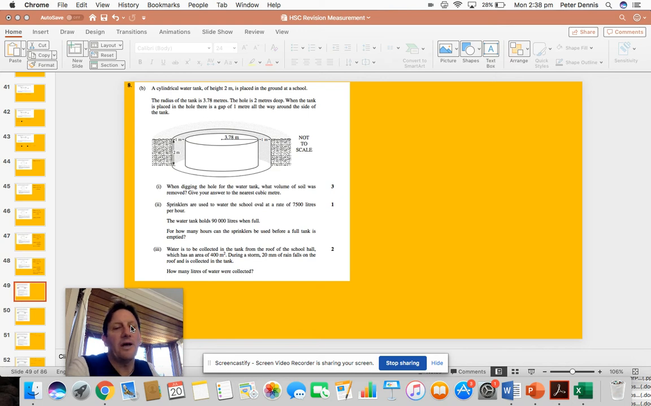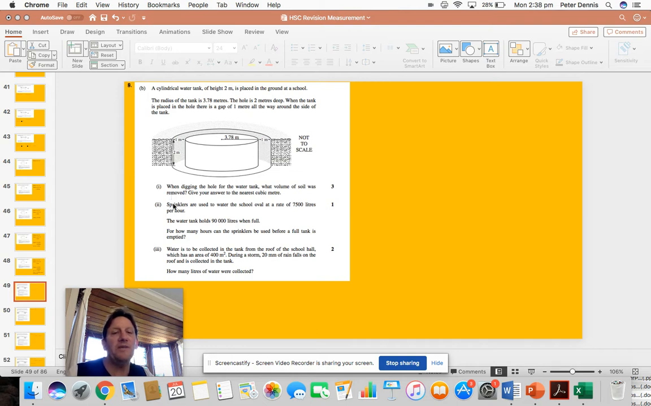Okay, this is a really hard question. Lots of things happening in this. A cylindrical water tank of height 2 meters is placed in the ground. The radius of the tank is 3.78. The hole is 2 meters deep, and when the tank is placed in the hole, there is a 1 meter gap all the way around.